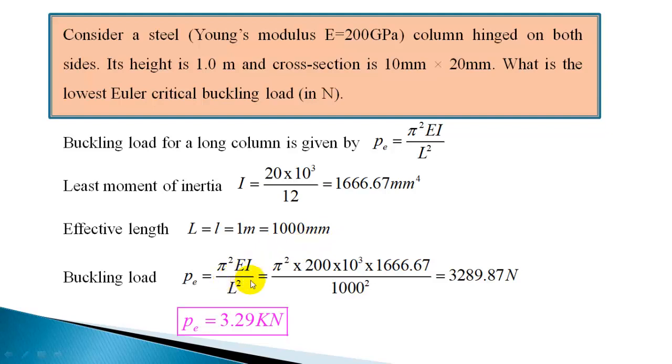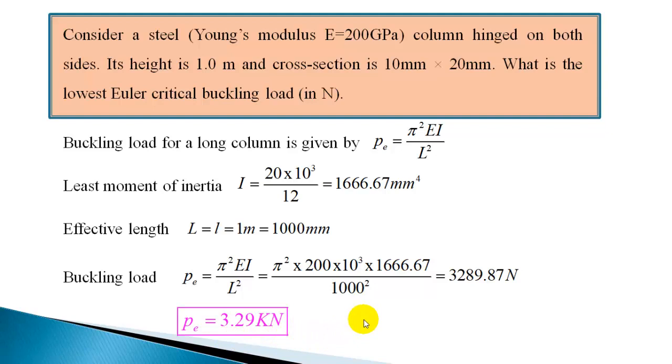So substituting, you get pi square. E is Young's modulus, 200 gigapascal, which is 200 into 10 raised to 3, and the I value is substituted, and the length is 1000. So substituting that, you get 3289.87 Newton. So whichever choice given is nearer to this value has to be selected. If you write it in kilonewton, it's 3.29 kilonewton.